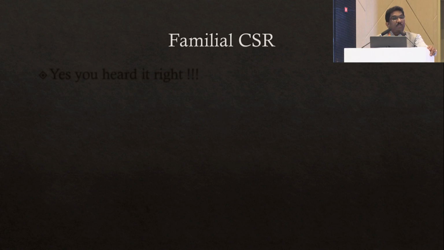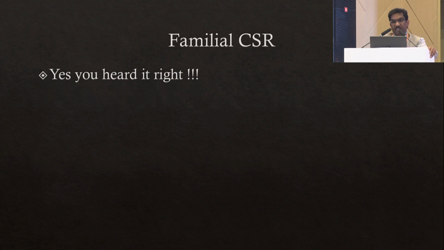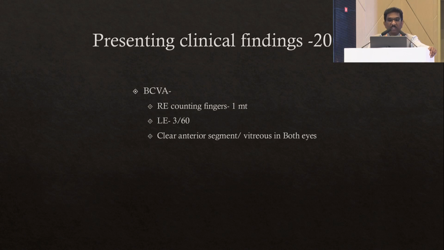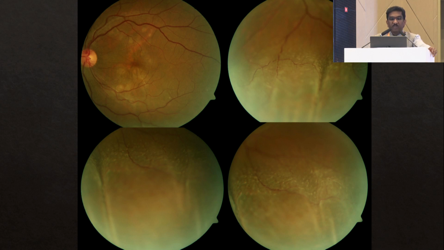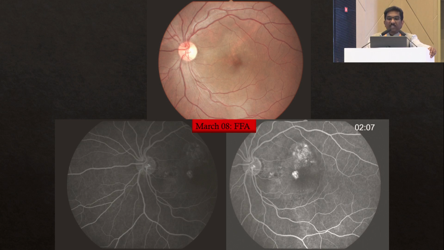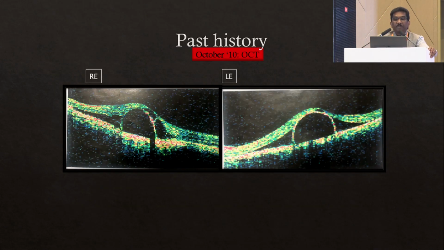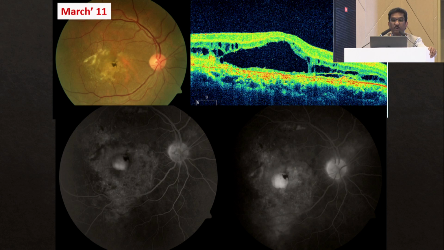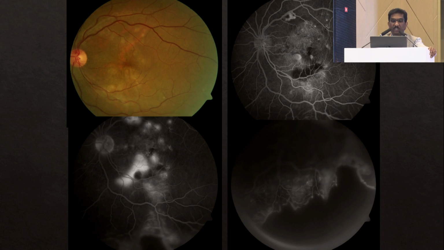The next entity is something that is very unusual. You heard it right. This is familial CSR. I had a patient in 2011 who presented with counting finger vision. This was his presentation when he came to me with a bilateral exudative detachment. When we looked back at his FFA in 2008, he had features suggestive of a CSR. What we had to do was, he was put on steroids by somebody else. We just had to stop the steroids, and after that, he improved.